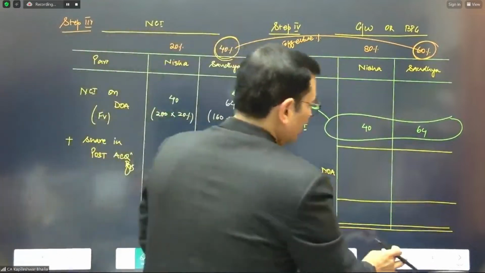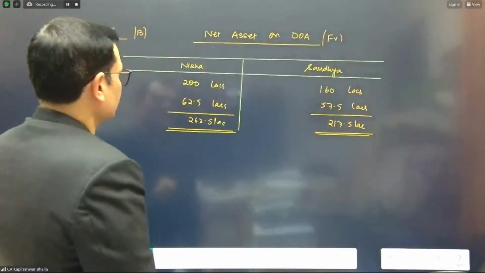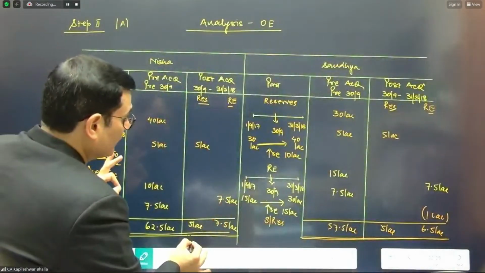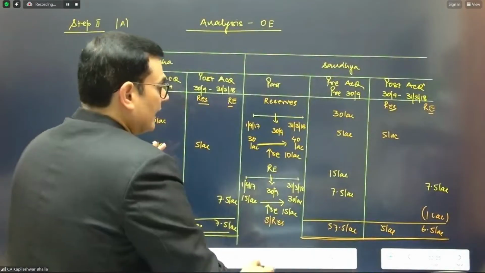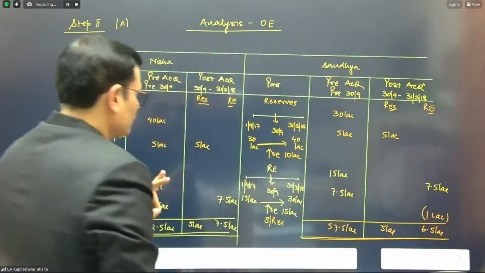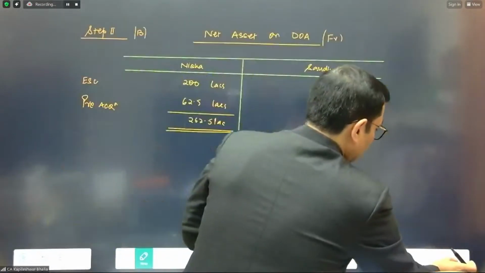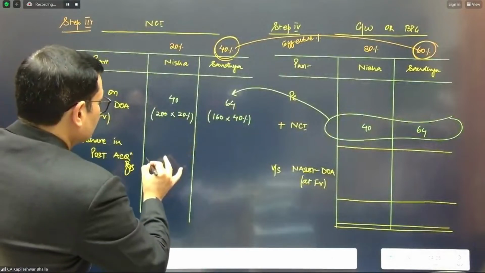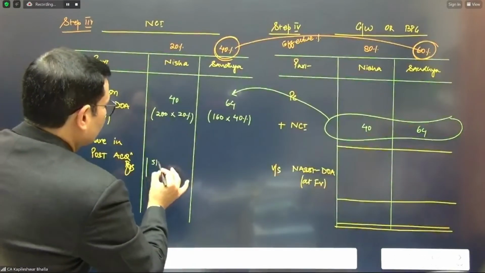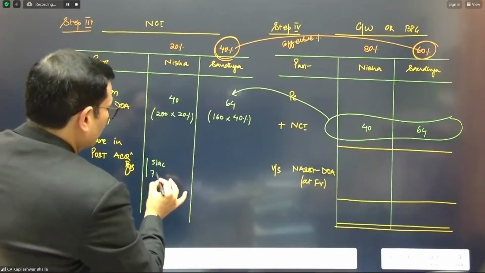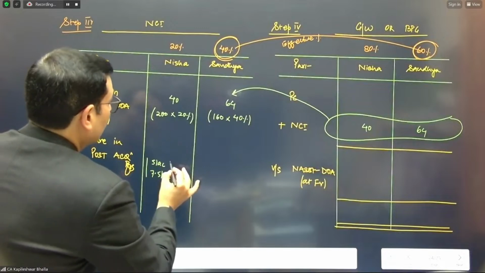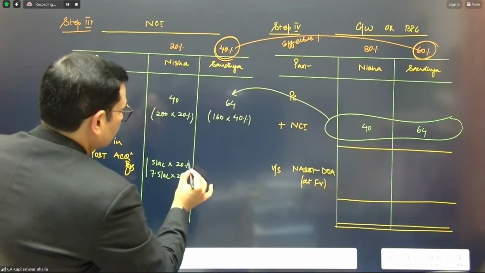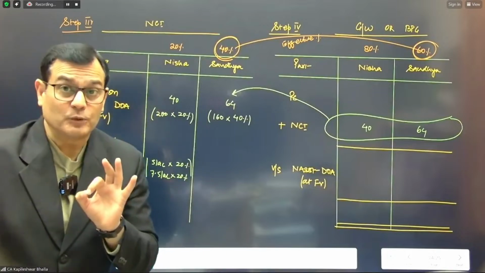Now let's go to the post-acquisition earnings. And in terms of the post-acquisition earnings, be careful. There is a reserve and RE, and there is a reserve and RE. So we need to consider the post-acquisition for each one of them. So in terms of Nisha, 5 lakh is reserve, 7.5 lakh is RE, and we need to consider a 20% stake in each one of them.